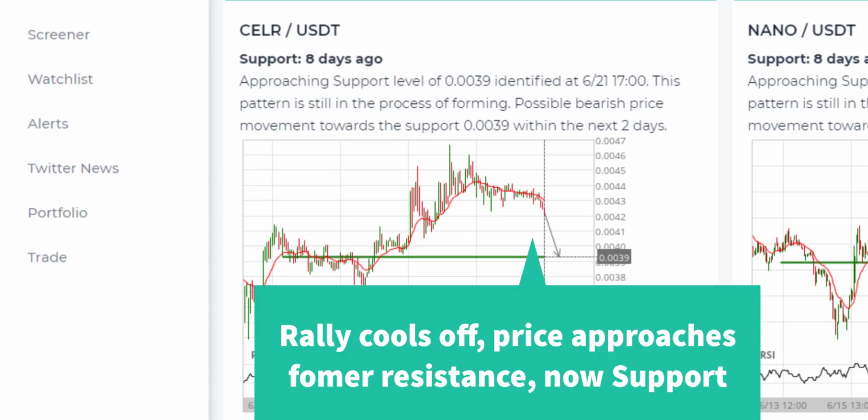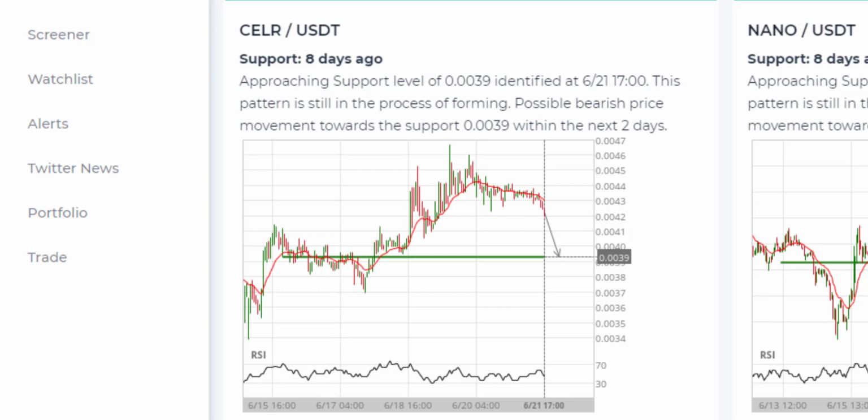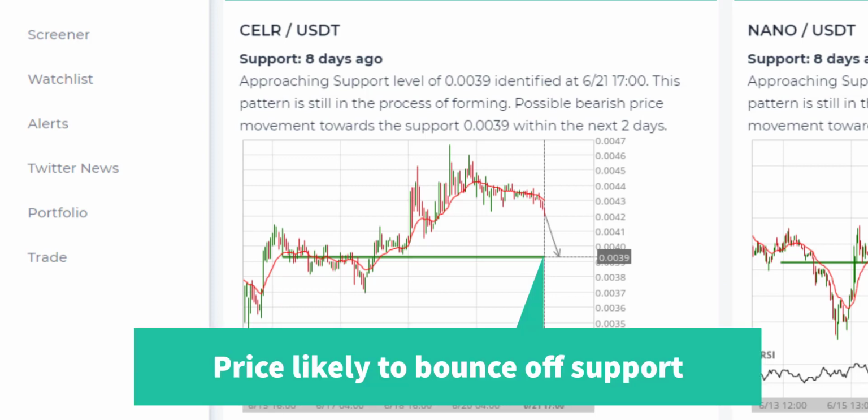But when the rally cools off, and prices approach the former resistance, now support, the market participants remember it as an important level. Ideally, if the change was for real, then the price should not break below this level into the older territory.